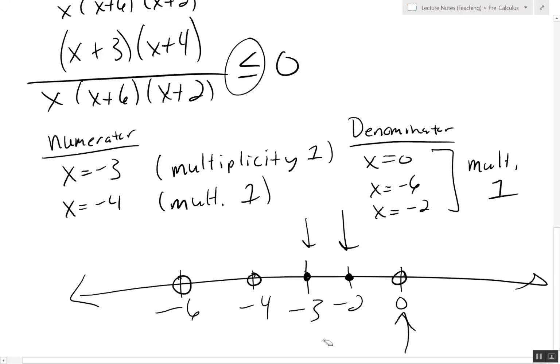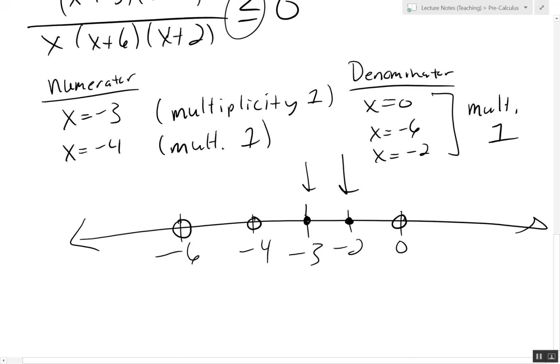So now we have to pick some sort of test point here. So let's figure out what f of 1 is, because that will tell us the sign on this interval here.